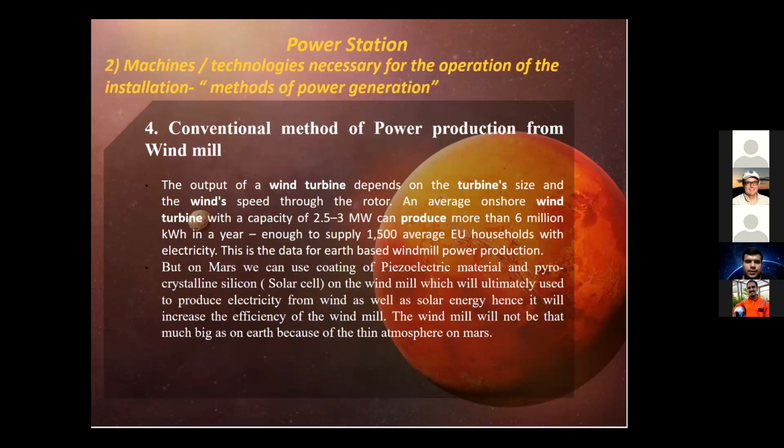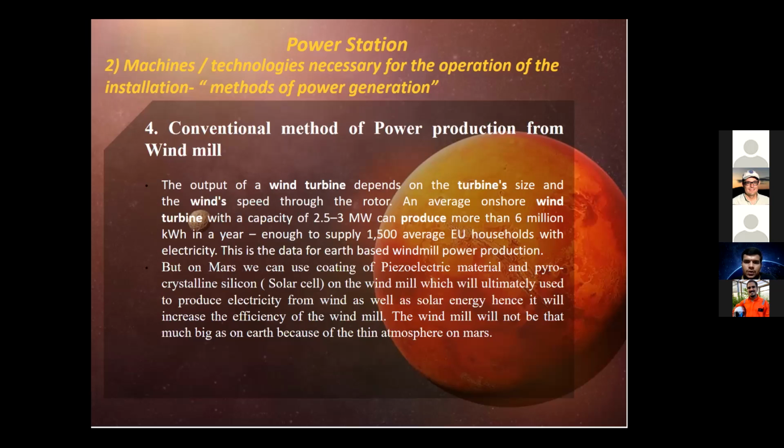So here is another method of power production: the windmill. The output of the windmill depends on the turbine size and wind speed through the rotor. An average onshore wind turbine with a capacity of 2.5 to 3 megawatts can produce more than 6 million kilowatt hours in a year, enough to supply 15,000 average EU households with electricity. This is the data which is taken from observation on Earth.